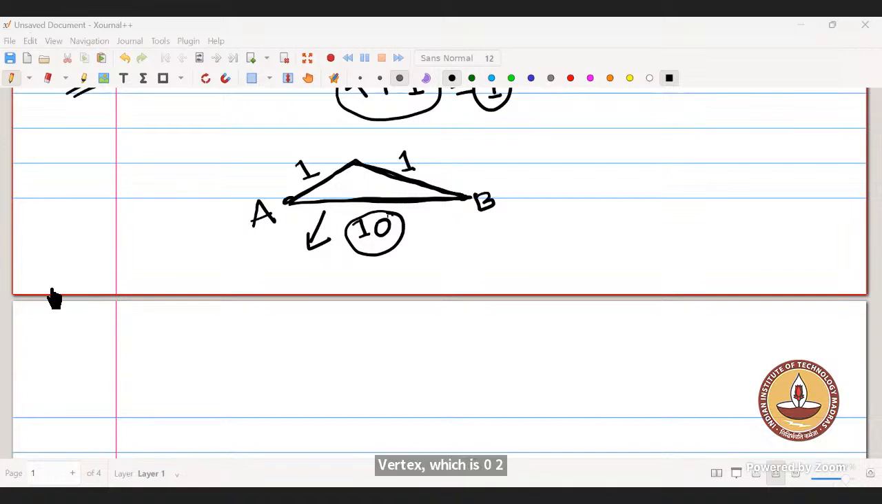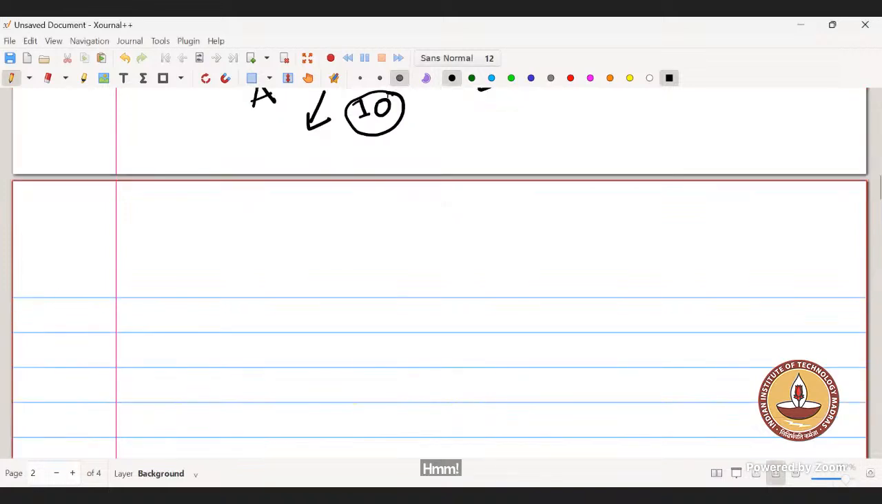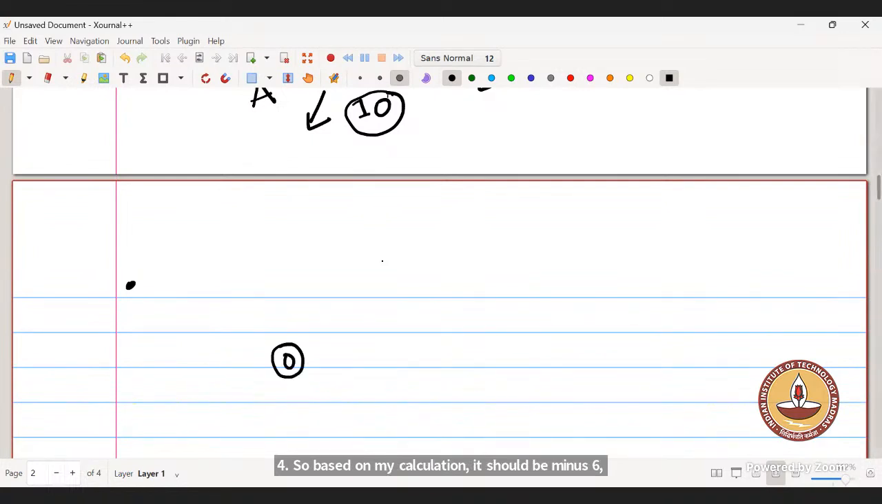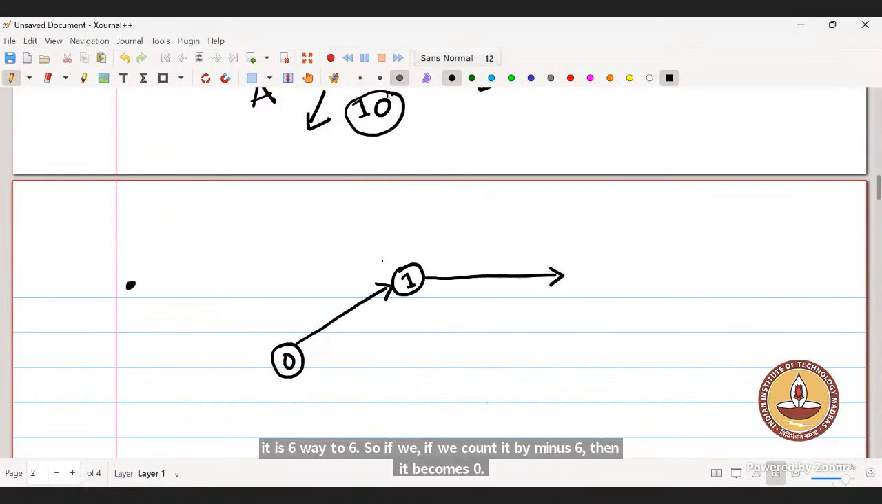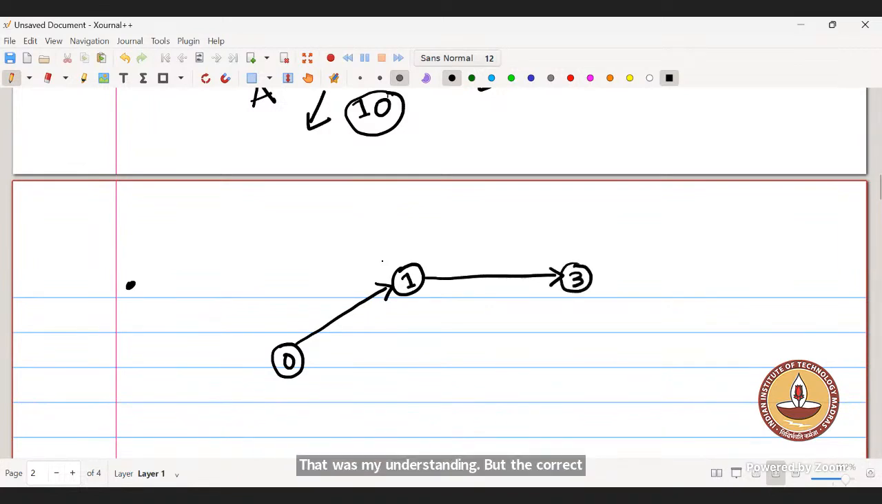I think the x is applicable only to vertex 4. Based on my calculation, it should be -6, because from 0 to vertex 1 the weight is 6. So if we counter it by -6, then it becomes 0. That was my understanding, but the correct answer seemed to be -7, infinity. I couldn't understand that.